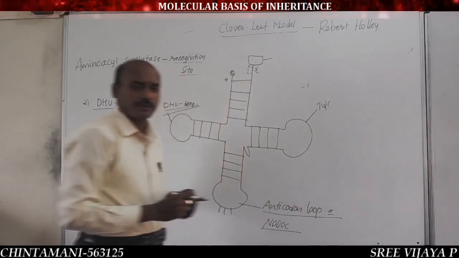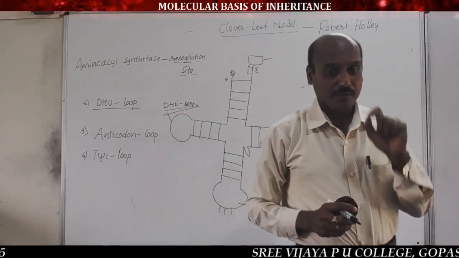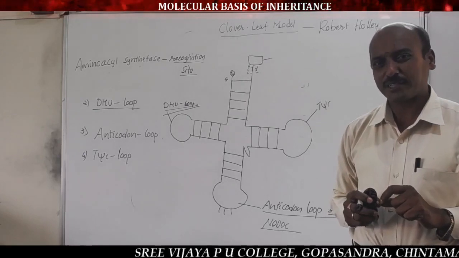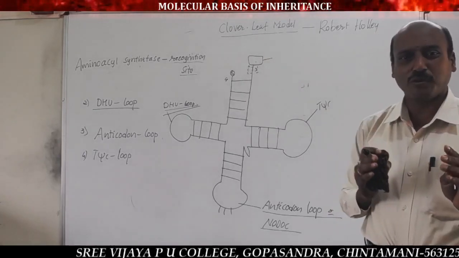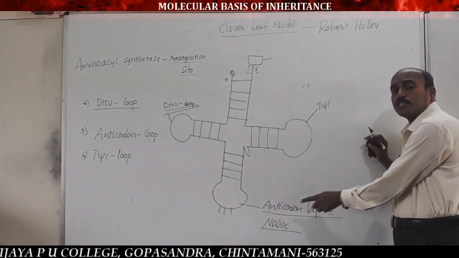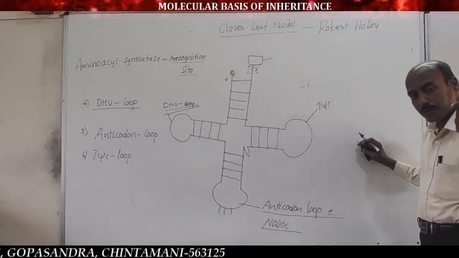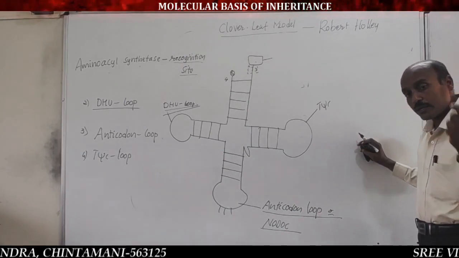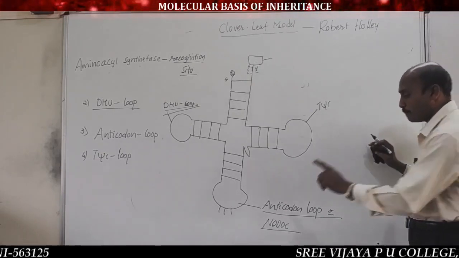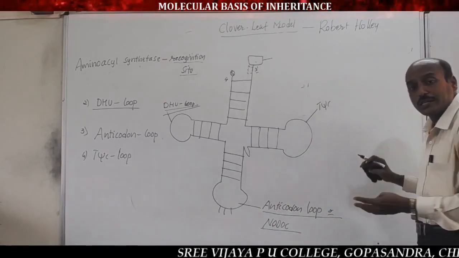See, the anticodon loop is one of the most important parts of tRNA. Remember this statement: the anticodon loop is one of the most important sites of the tRNA, because based on this part, tRNA can differentiate into many types. Based on the anticodon loop, tRNA differentiated into many types.